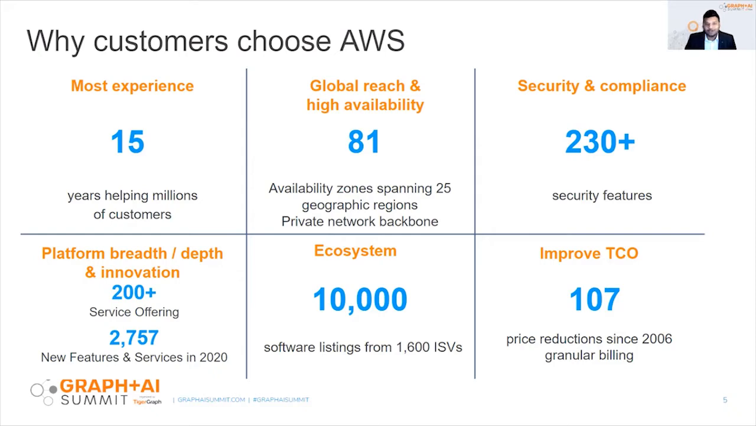We take security as job zero at AWS. With 230 plus security and compliance features, AWS has architected to be the most flexible and secure cloud computing environment. AWS is innovating faster than anyone else. In the year 2020 itself, we launched 200 plus service offerings with 2,757 new features and services. Periodic price reductions are a normal part of our business. We have reduced prices 107 times since our inception. We expect to continue to lower our prices this year and many years to come.